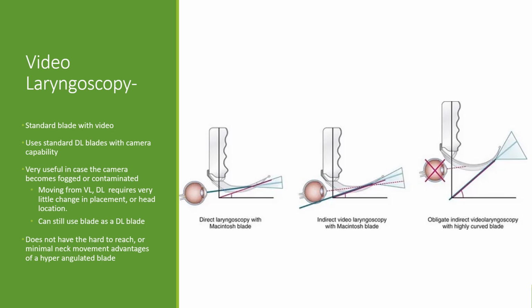You can use a Mac blade a little bit as a somewhat hyperangulated blade, a Miller not as much. But even then, we can see if our patient has any type of nuchal limitation or is unable to move their neck, whether due to fusions, kyphosis, or C-spine precautions. That hyperangulated blade is really helpful, and it's also really helpful on very anterior airways. If we identify that this is going to be a difficult airway, that's the time to move to a blade that has video in general, but especially a video blade that is hyperangulated.